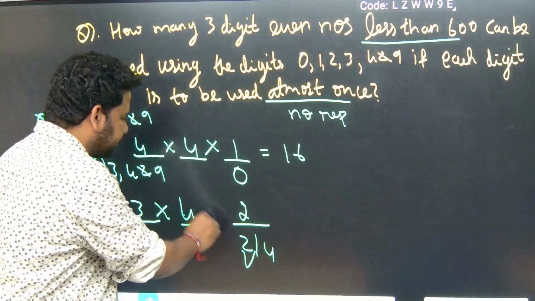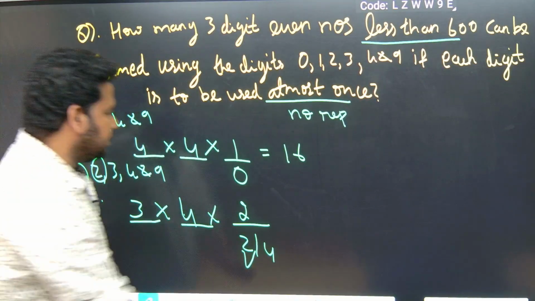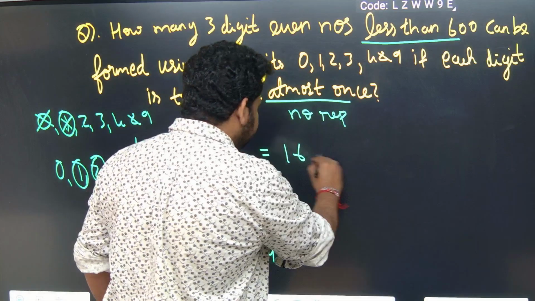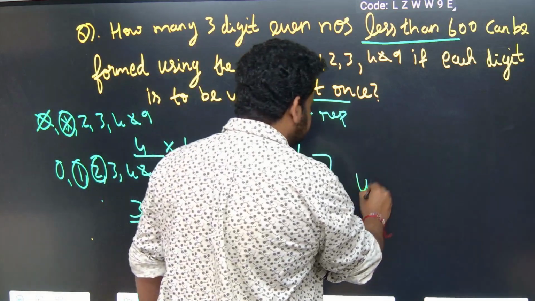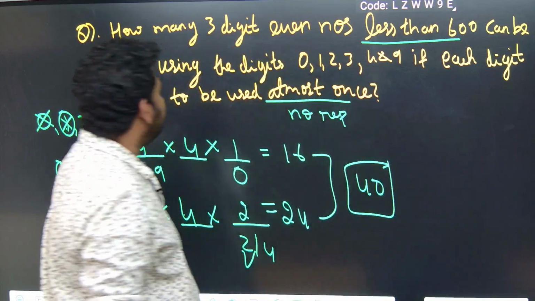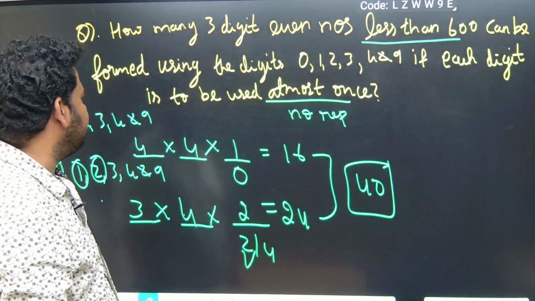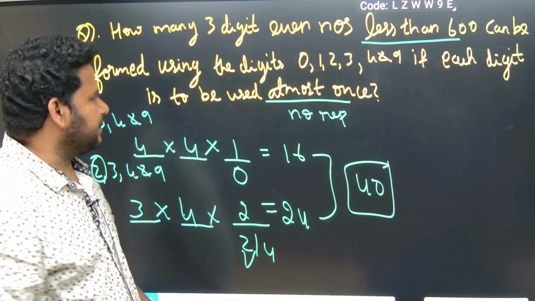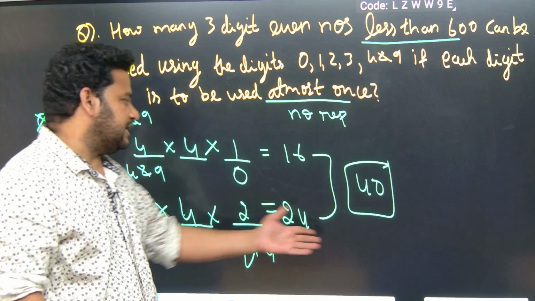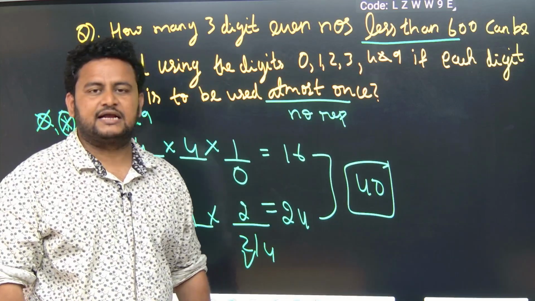So this will become 3 into 4, 4 into 2. 3 4s are 12, 12 2s are 24. If you add this, you will get 24 plus 16, that is nothing but 40. How many 3-digit even numbers less than 600 can be formed using the digits 0, 1, 2, 3, 4 and 9, if each digit is to be used at most once? The answer is 40. 40 is the right answer to this question, friends.